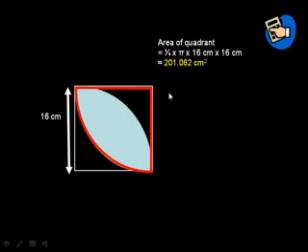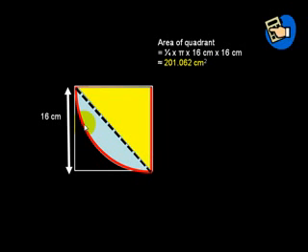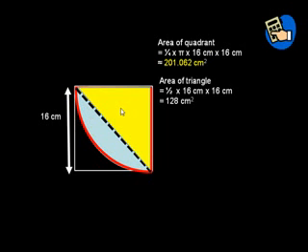Right, after finding the area of this quadrant, now if I draw a line across, which is the diagonal of the square, I can find the area of this triangle, which is half times base times height. The base is 16 centimeters. The height is also 16 centimeters. The area of this yellow triangle, therefore, is 128 square centimeters.